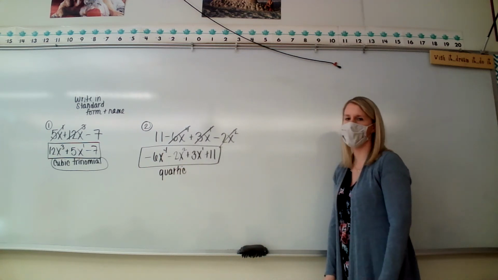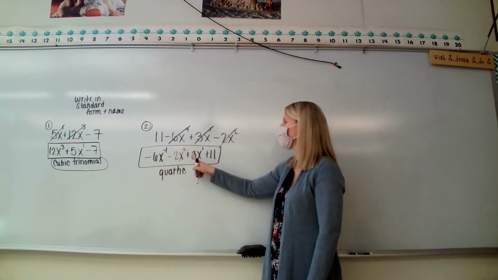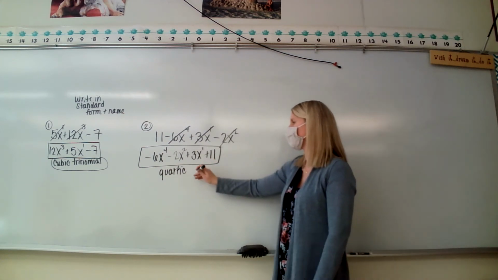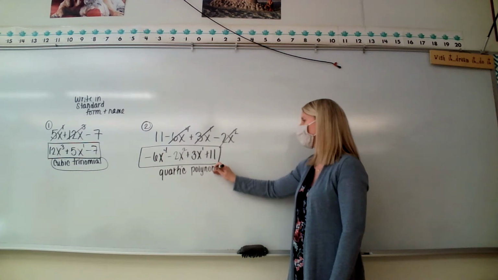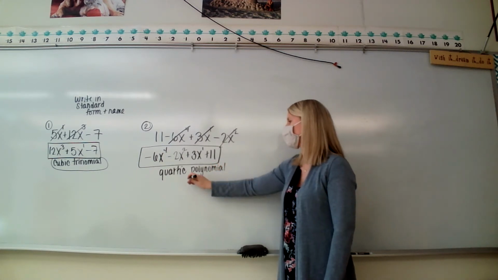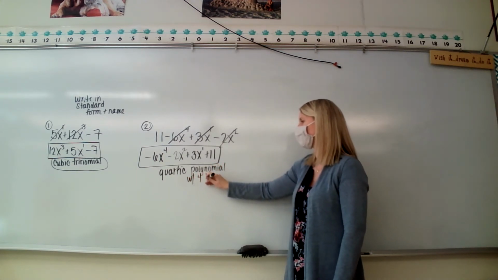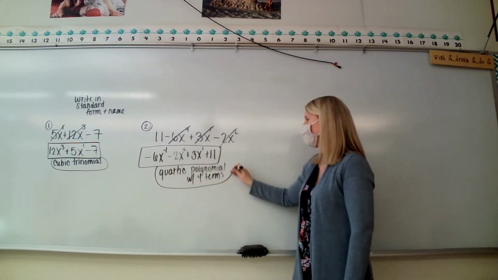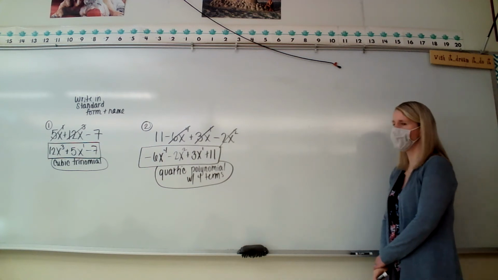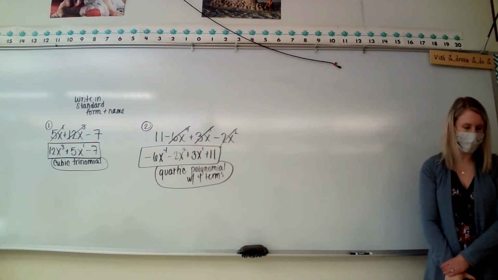And then I look and I say, well, how many terms are connected? 1, 2, 3, 4 terms. That means it's a quartic polynomial with 4 terms. I just wrote W, 4 terms. So that, my friends, is how you would name it.